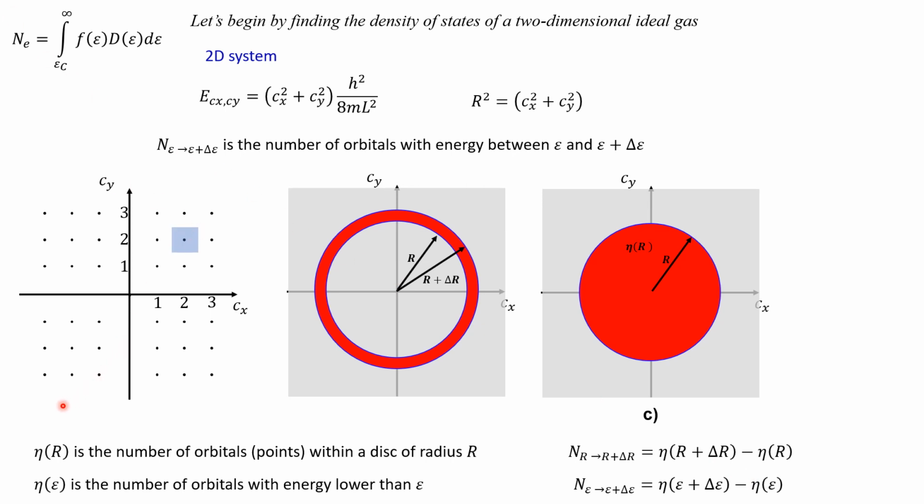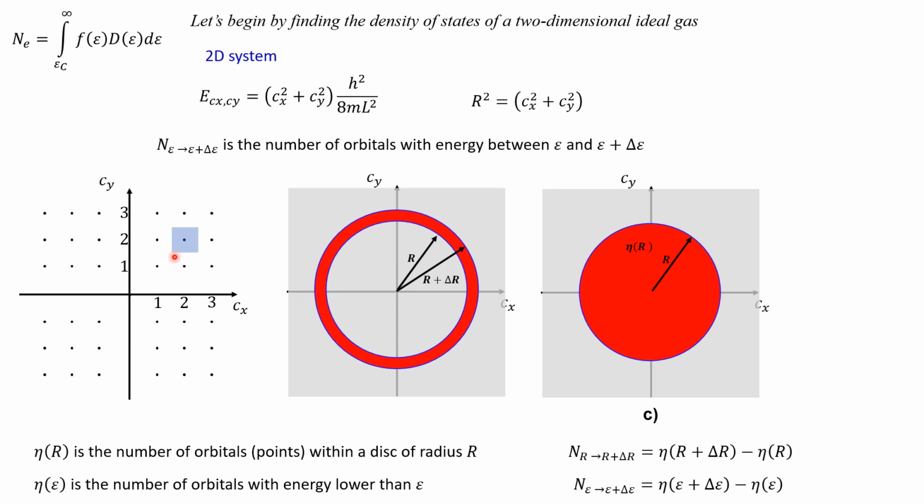Now to find this function, in other words, to find the number of orbitals within the disk of radius r, we can assign an area for each orbital. So we can draw a little square here in such a way that the squares of each orbital will connect, filling up the whole area of the plot. If we do that, we are assigning an area for each orbital, and then we can obtain the number of orbitals within the disk as being the area of the disk divided by the area assigned to each orbital.